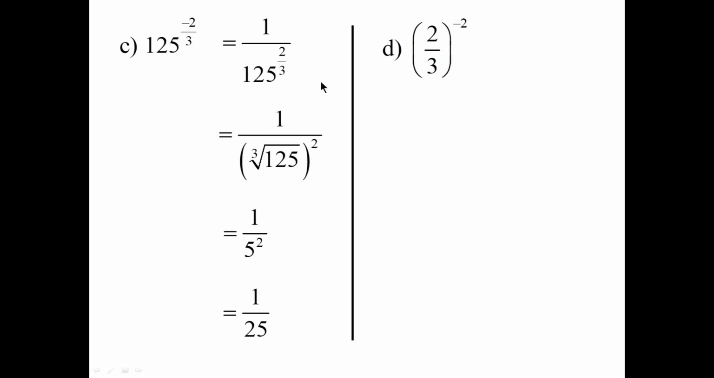A fraction to a negative 2, this is just review. We recall that the negative sign in the exponent means invert the base. So 2/3 becomes 3/2, and the negative sign has now disappeared. And then we square the top and square the bottom.